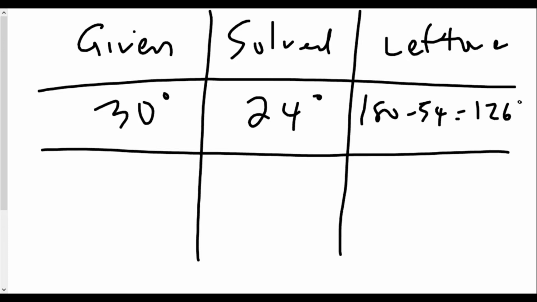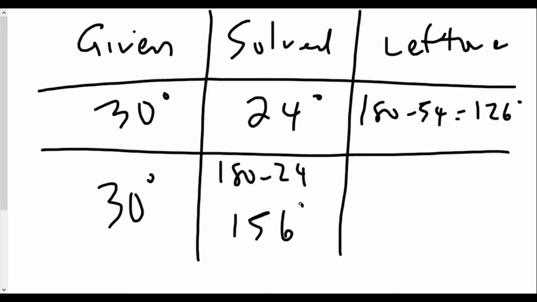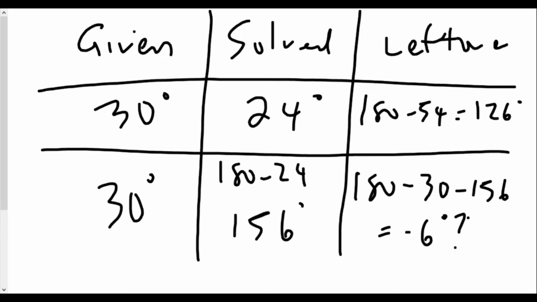Okay, and now let's consider the supplement. So 180 minus 24, and we get 156 degrees for our possible second angle of the triangle, and then we go 180 minus 30 minus 156, and we're going to get negative 6 degrees. And you're saying, what? I am so sorry, this is not possible. Can I have a negative 6 degrees? Which means that this is not a possible triangle. We have only one possible triangle.